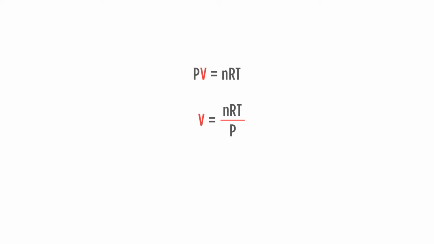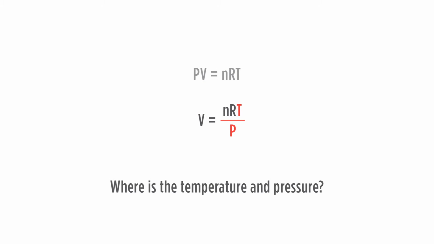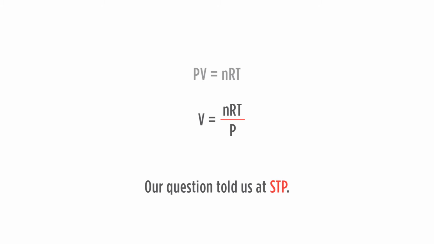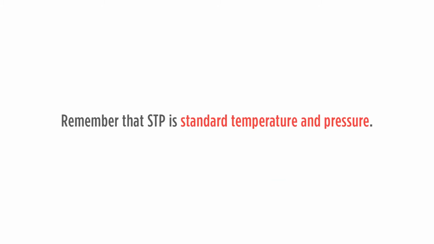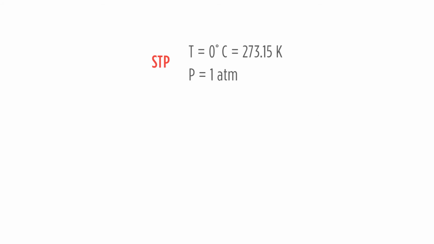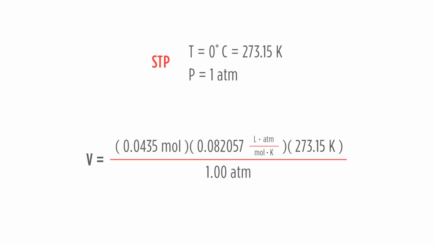We have the number of moles, we just calculated that. We have R, that's our gas constant, whereas T is temperature, and P is pressure. In our question, it told us at STP. Remember that STP is standard temperature and pressure. So T is equal to 0 degrees Celsius or 273.15 Kelvin, and P equals 1 atmosphere. Now we can plug into the formula and we'll be able to calculate our term.